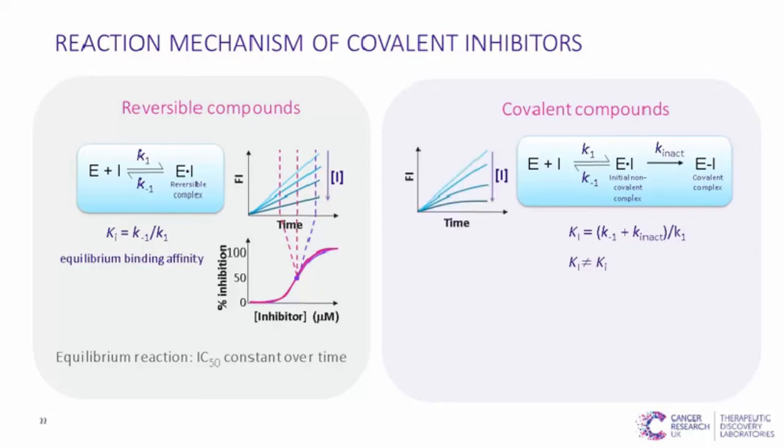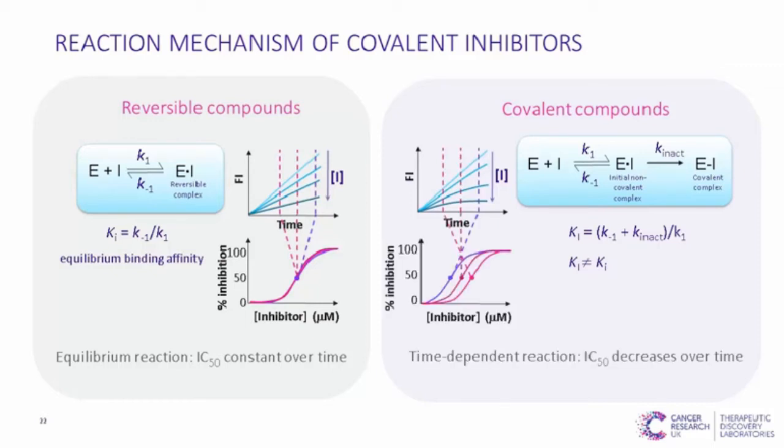In terms of progress curves, as we increase the inhibitor concentration, the rate is decreased, but not in a constant fashion. It's a time-dependent effect, and so we get this characteristic curvature of the progress curve. The knock-on effect is that if we measure the IC50 at different time points, there is now going to be a decrease in the IC50 over time. The compound will appear more potent as time goes on.